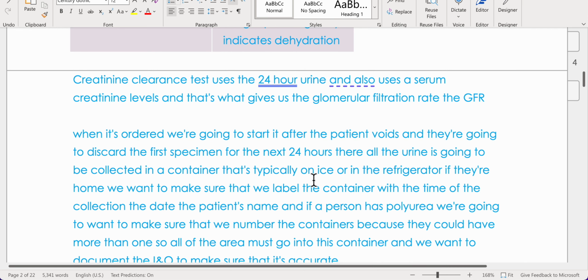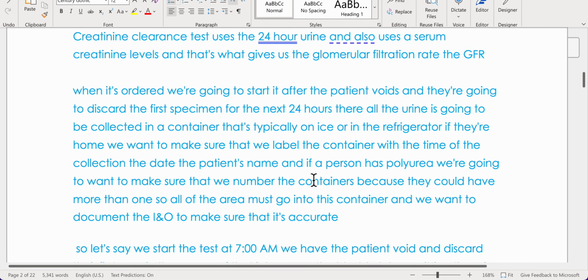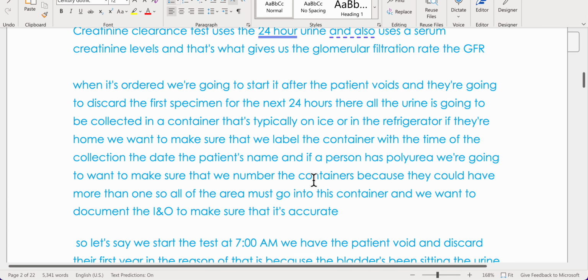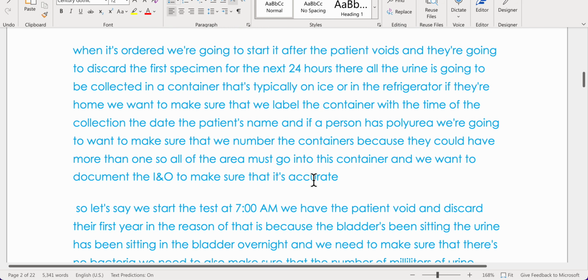When it's ordered, we're going to start it after the patient voids, and they're going to discard the first specimen. For the next 24 hours, all the urine is going to be collected in a container that's typically on ice or in the refrigerator. If they're home, we want to make sure that we label the container with the time of the collection, the date, and the patient's name. If a person has polyuria, we're going to want to number the containers, because they could have more than one.